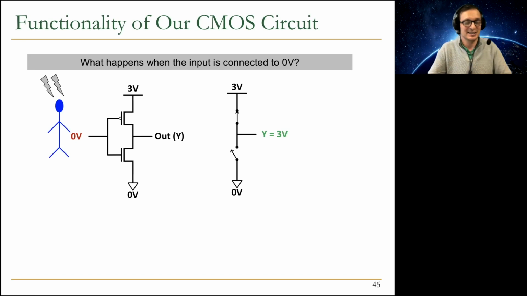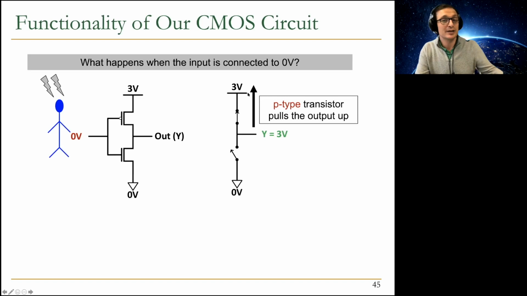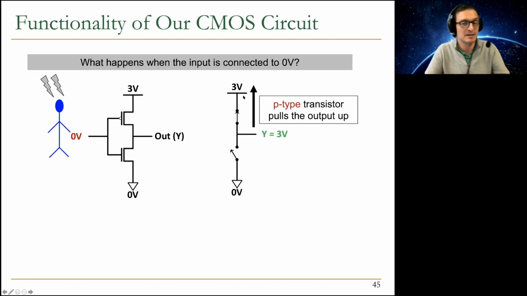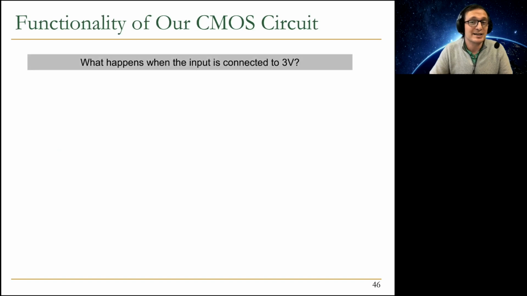We inverted. What happens is the p-type transistor pulls the output up. So p-type transistors are good at pulling up the values. That's why they're put close to the power supply over here. N-type transistors, as we will see, are good at pulling down the values. As a result, they're connected to the ground. That's why we have this complementary metal oxide semiconductor construct. Okay, so let's take a look at what happens when the input is connected to the exactly opposite, 3 volts.